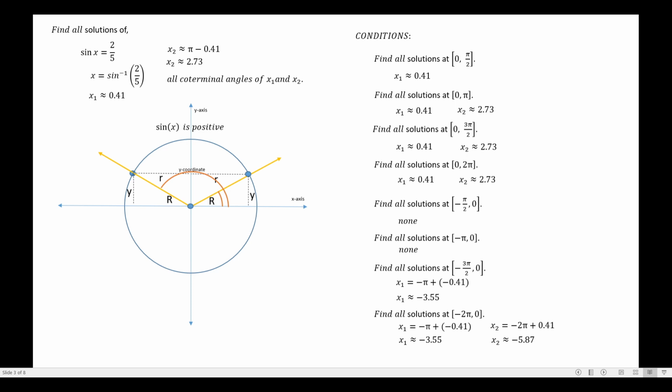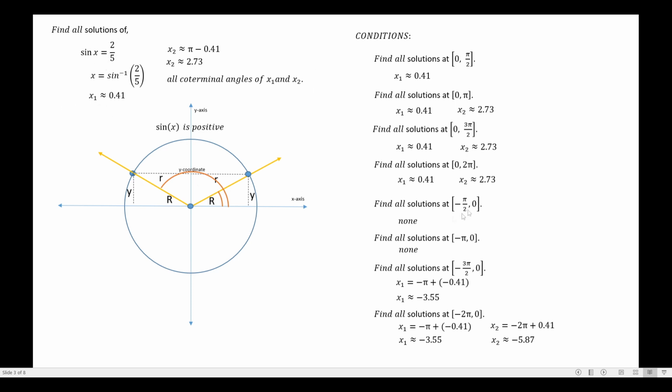If you want to know that your answers are correct, all you have to do is to substitute the value of x. You can substitute 0.41 to x here. So you will have sine of 0.41, and expect that the value will be approximately 2 over 5. Why approximate? It's because the value of x is being approximated, so we cannot expect an exact value of 2 over 5. Maybe that will be around 0.401 or maybe 0.399. That is close to 0.4, and 0.4 is 2 over 5.